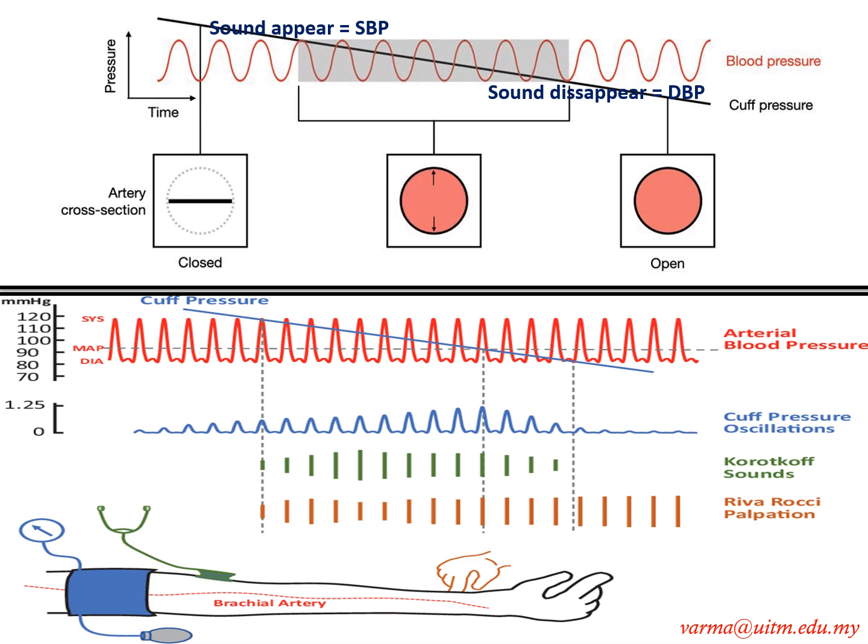Okay, this is the Korotkoff sound appearance from the first, and it disappears, the middle part being the highest oscillation. And if we palpate the radial artery during this procedure, we do it in the Riva-Rocci palpation method. Initially we don't find a good pulse volume, and the pulse volume appears corresponding to the first Korotkoff sound, later on getting louder corresponding to mean arterial pressure, and finally it will become normal corresponding to the diastolic blood pressure.